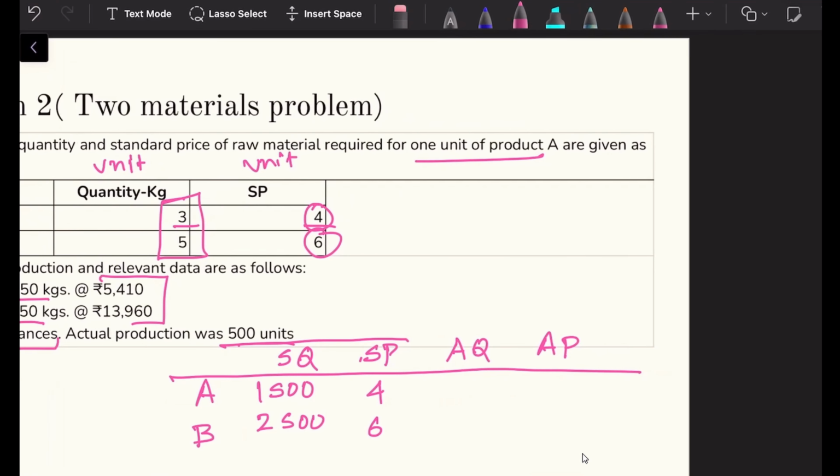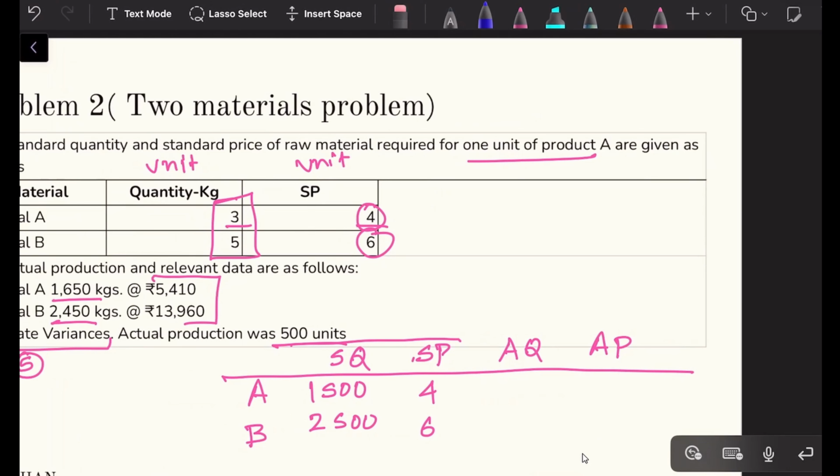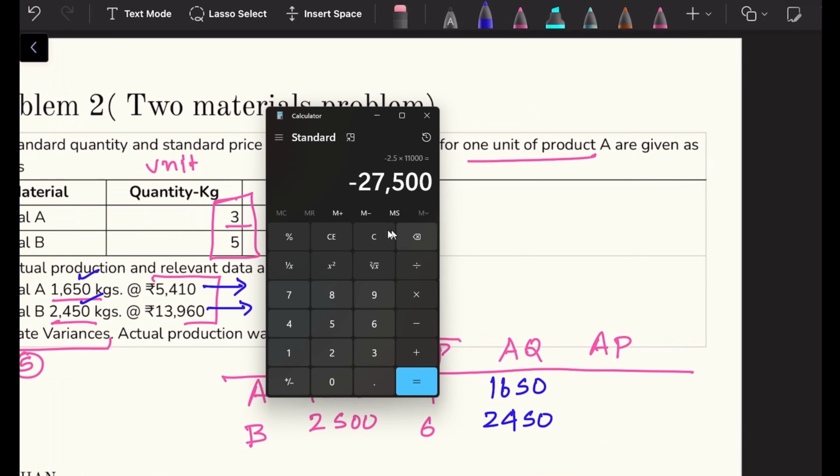Next I have to calculate actual data. Actual quantity, is it given? Yes, straightforward: 1650 and 2450. Actual price, is it given? No, this is the total price. So I need per unit price. So I calculate per unit price: 5410 divided by 1650. So this is 3.28.